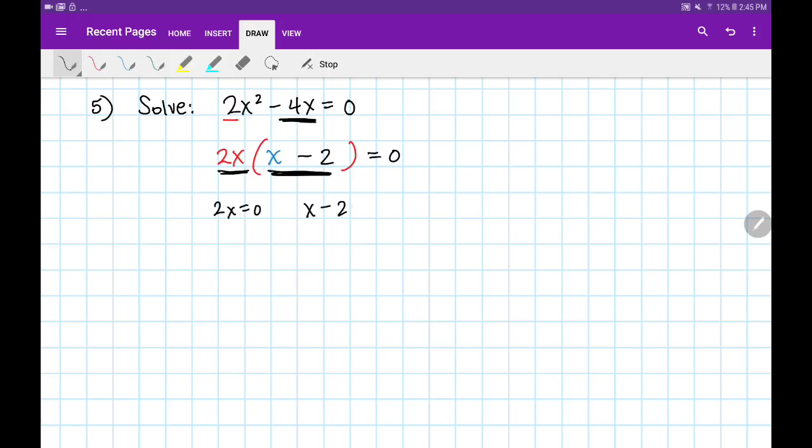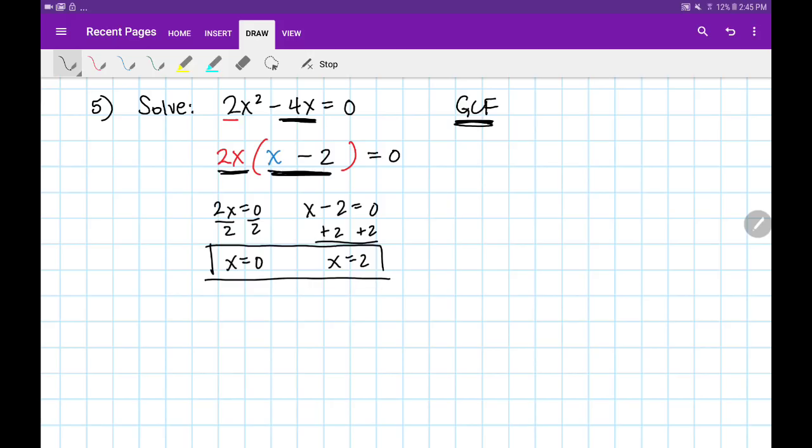That one was actually really fast and easy. You just have to recognize that this was a GCF problem, and as soon as we pulled out the 2 and the x, we were done, actually. So we're almost finished. Let's divide each by 2. We get x equals 0, because 0 divided by anything is 0. And for the second one, I'll add 2 to both sides, and I'll get x equals 2. These are my answers.